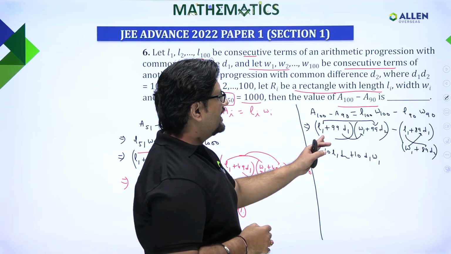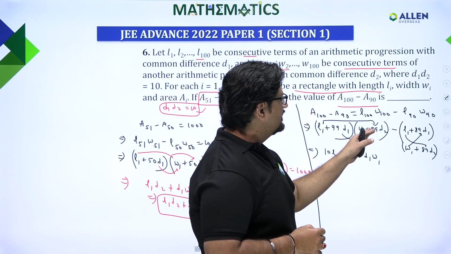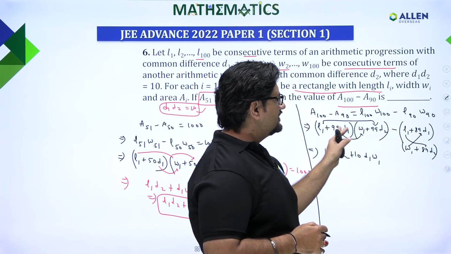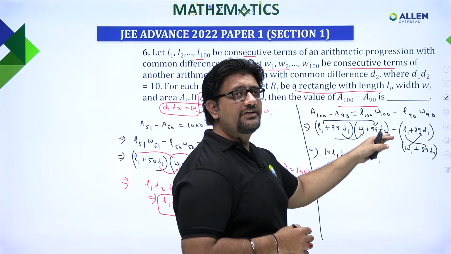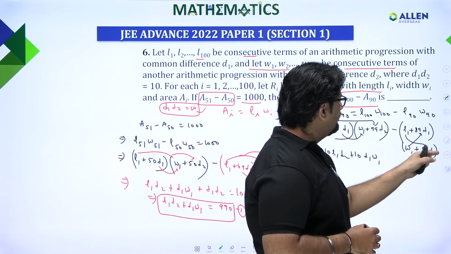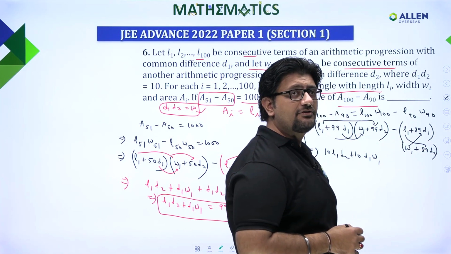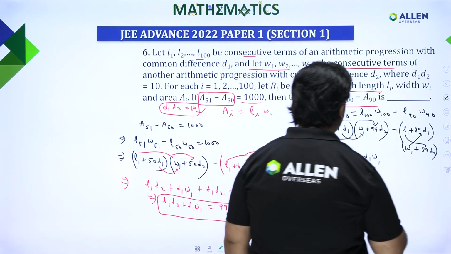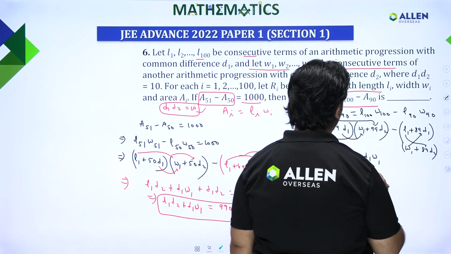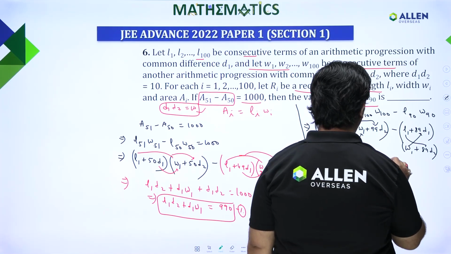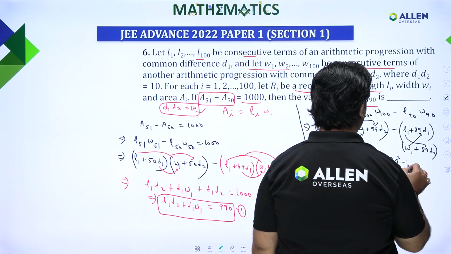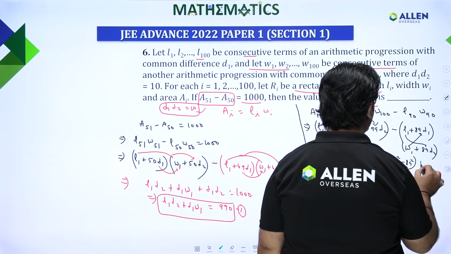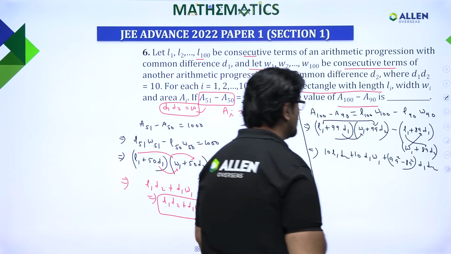And what else is remaining? It is 99 square D1 D2 minus 89 square D1 D2, my dear. So what is the value that I am getting now here? For sure, this is plus 99 square minus 89 square D1 D2. This is the value that I have to calculate now.